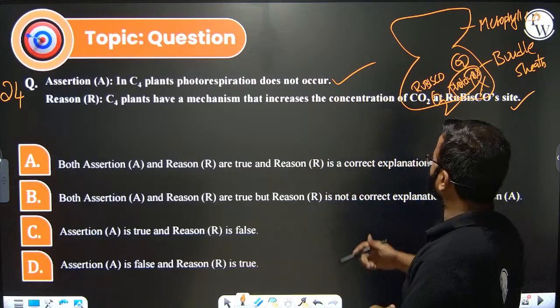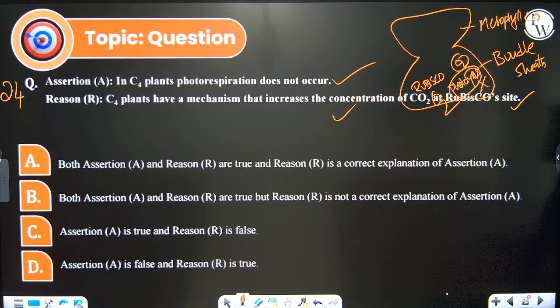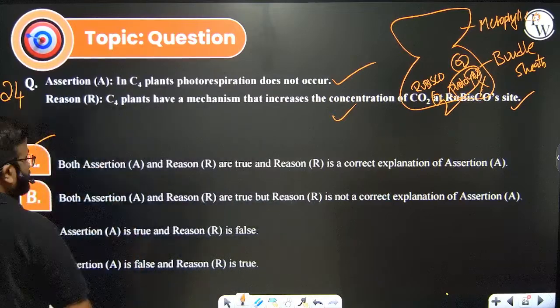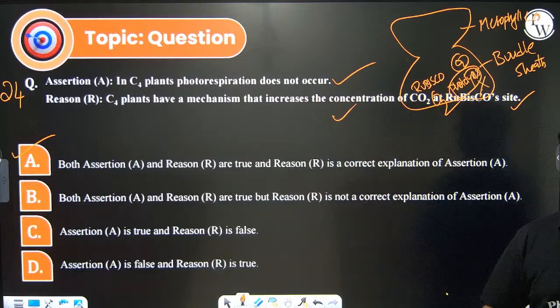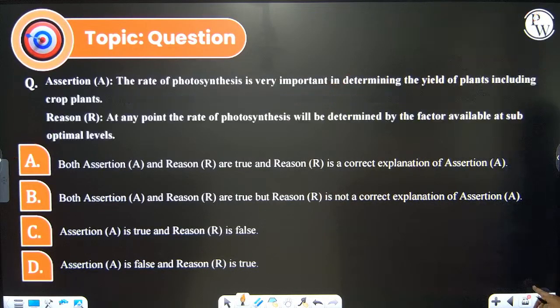Is it understood? Am I clear? So what will be your answer? Both the statements are true, and it is the right explanation as well. Am I clear? Hello? Next question.